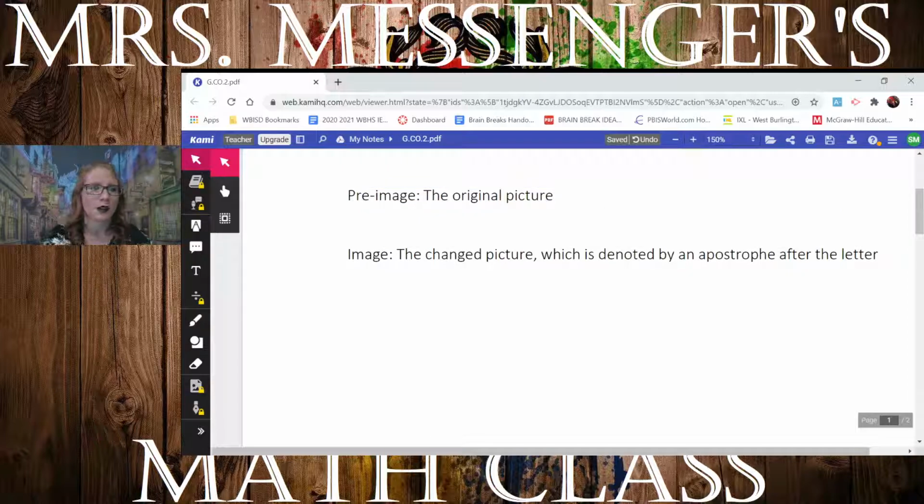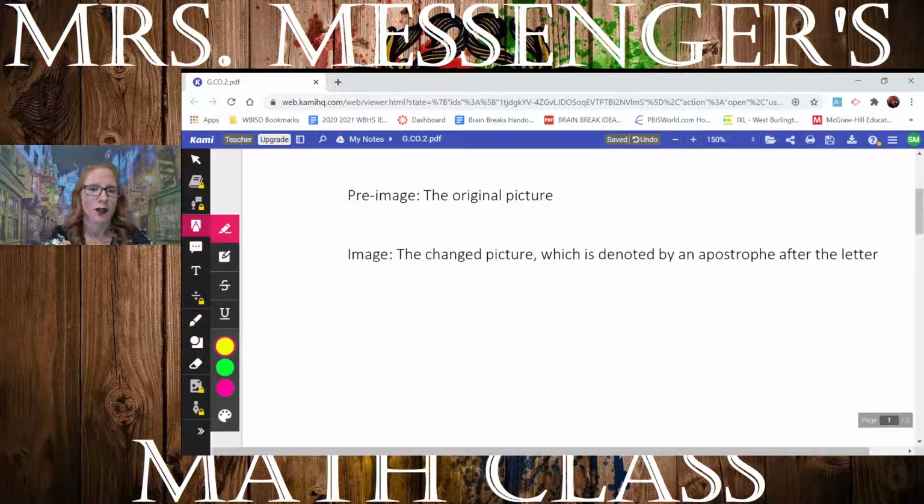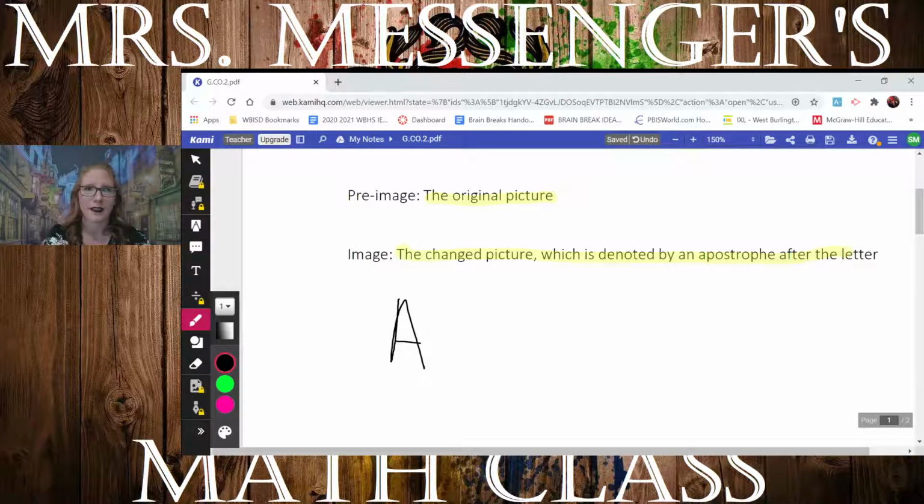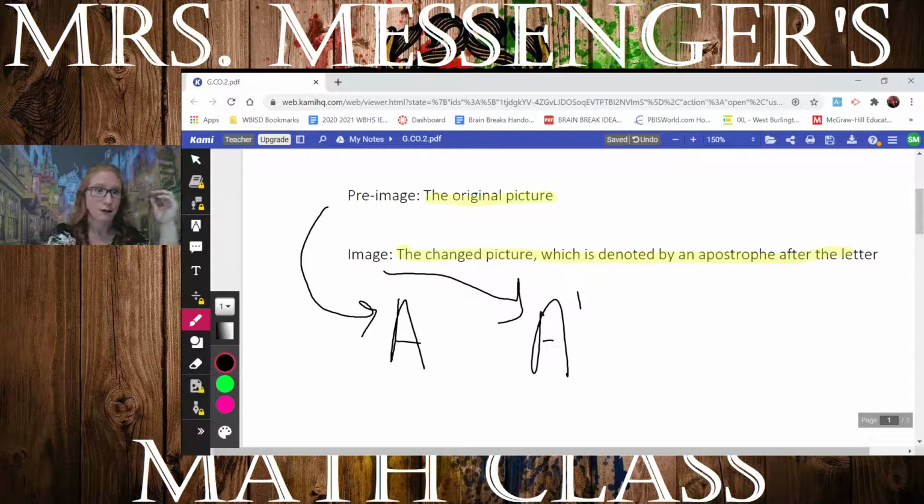Next thing is pre-image. So if I use the word pre-image, I'm talking about the original picture. So here's my pen. It is currently the pre-image. If I slide it down, that now becomes the image, which is what I mean when I say the changed picture. And we denote it with an apostrophe. So if my first picture had a vertex A, that would be the pre-image, and then the image would be A prime. And we don't say A apostrophe, we say A prime. Prime tells me that it's been changed.